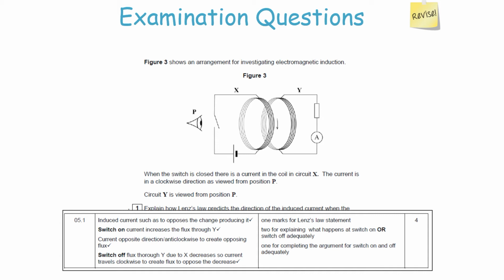So, the current travels clockwise to create a flux to oppose the decrease. Remember, electromagnetic induction always occurs when there's a change in flux linkage. Now, it doesn't matter if it's a positive change, i.e. turning on the circuit and putting a current through the electromagnet, or a negative change, i.e. turning off the switch as well.